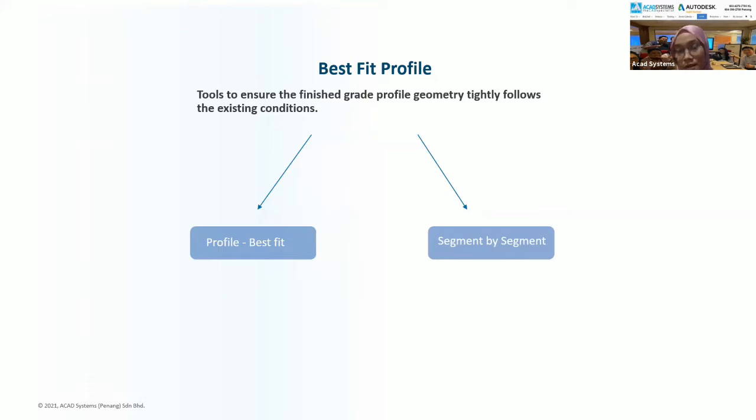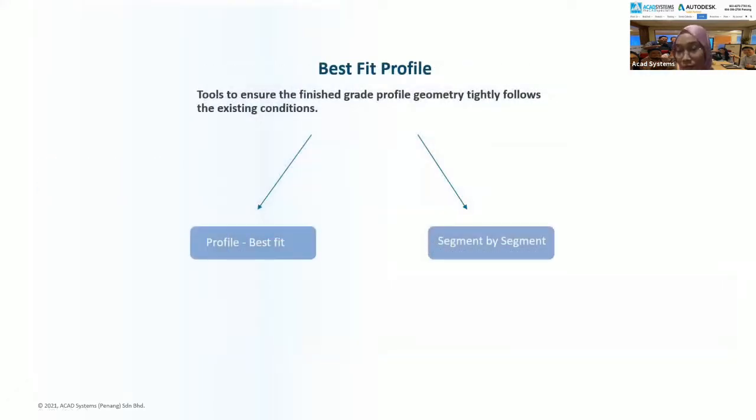And another way is to create segment by segment. Segment by segment means that, for instance, I show you this profile again. We have many tangents and curves here, one here, another one here. So we're going to create the profile curve by curve, meaning this one is separate, this one separately, and this one also separately. I will show you in the tutorial later. So basically, we have two ways to create the best fit profile. Now I'm going to show.